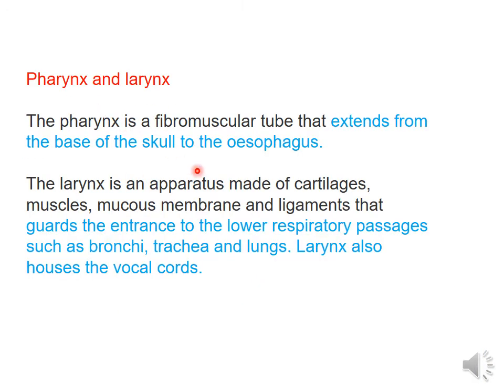The pharynx is defined as a fibromuscular tube extending from the base of the skull to the esophagus, whereas the larynx is an apparatus made of cartilages, muscles, mucous membrane, and ligaments. They guard the entrance to the lower respiratory passages, such as bronchi, trachea, and lungs. It also houses the vocal cords.